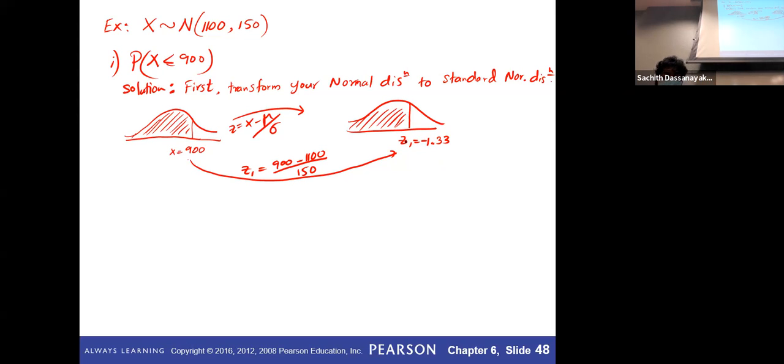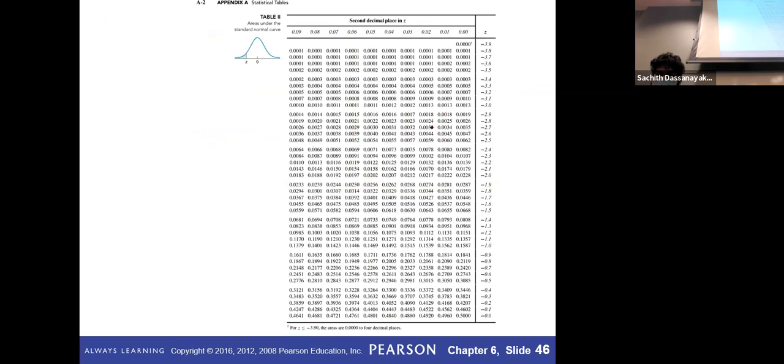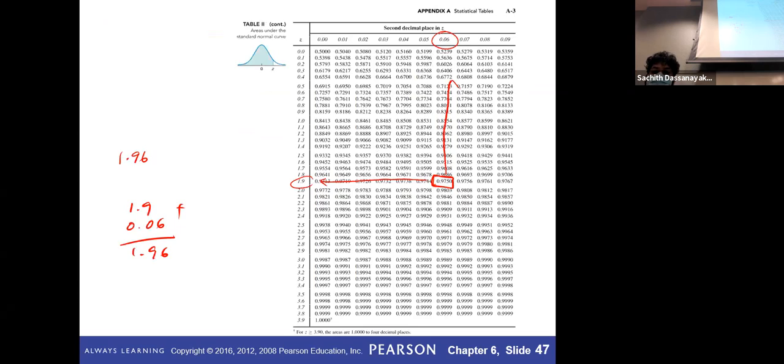Go to table number 1. Negative 1.33. 1.3 I can find here. Next 3 I can find here. So the value is this one, 0.0918. Value means area. Clear? Okay.